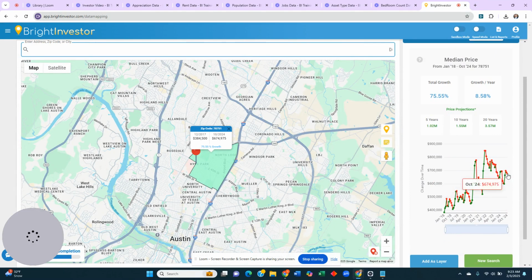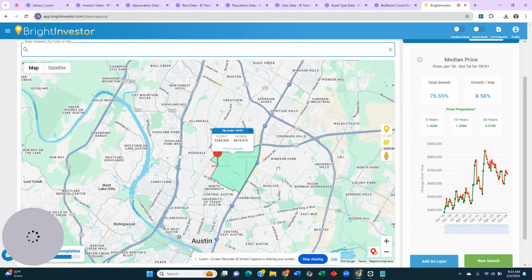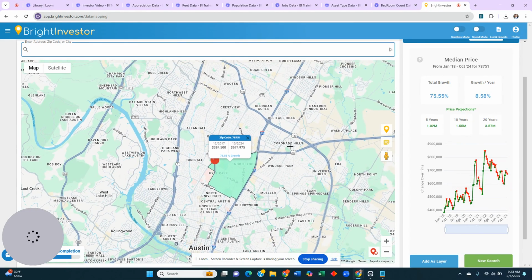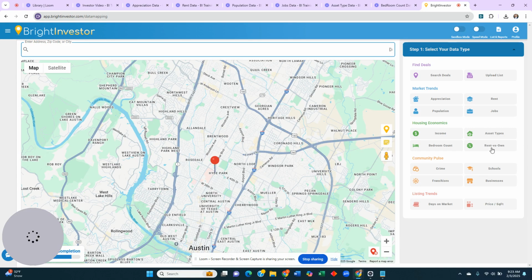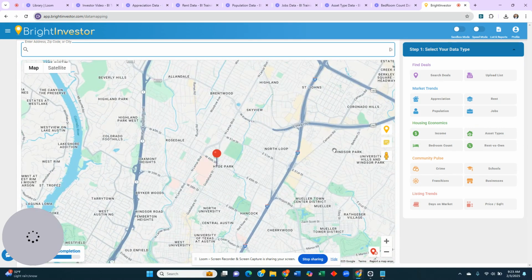Yeah, home prices here peaked at almost $900,000 and now they're about $670,000. So pretty expensive area. This is probably a very desirable part of town. We can see it's right by the university. So you want to use rent versus own ratio data to understand that this is an area where you want to be flipping, because everybody in this area wants to be owning.